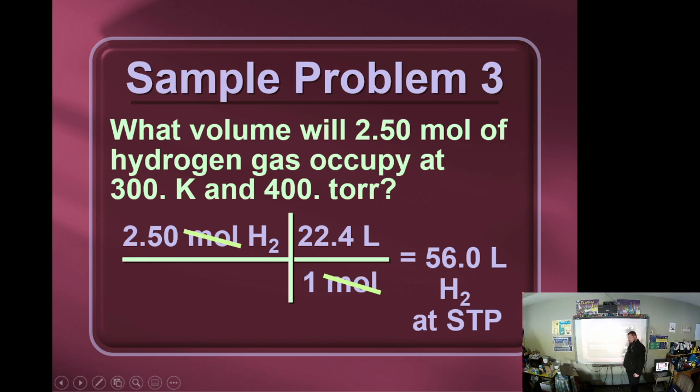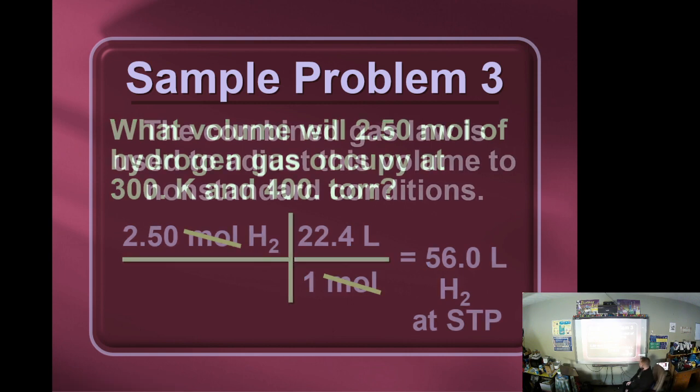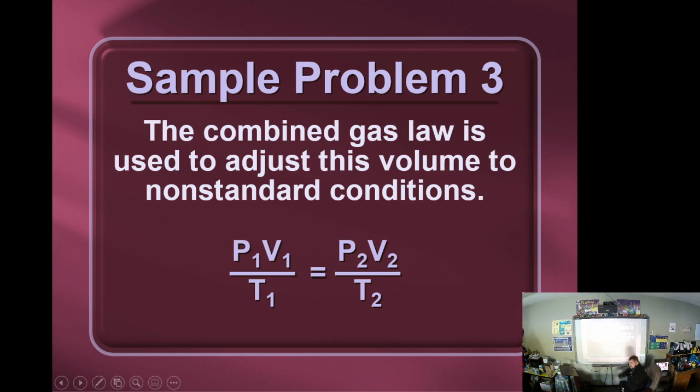The problem we're doing in class, I want you to take a shot at doing it before I put it on the board for you. So in this case, we're at moles. I want to get to non-standard. So to go from moles to volume, I multiply by 22.4. But then I have to take that 56 that's at standard, and I have to go to non-standard. To do that, I need the combined gas law.